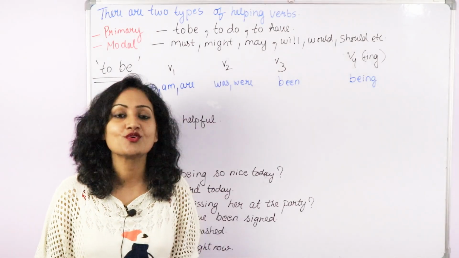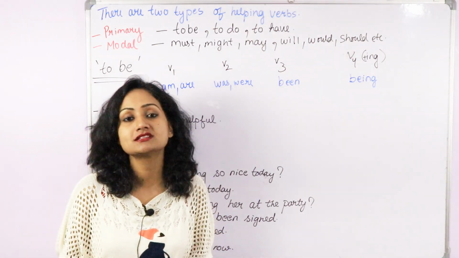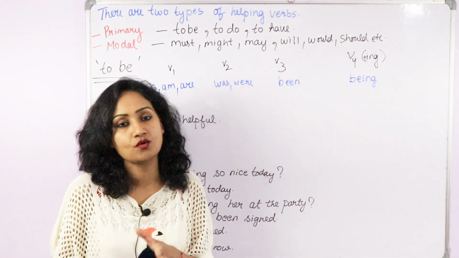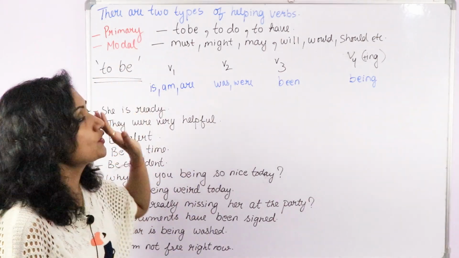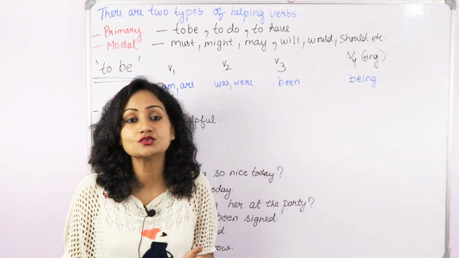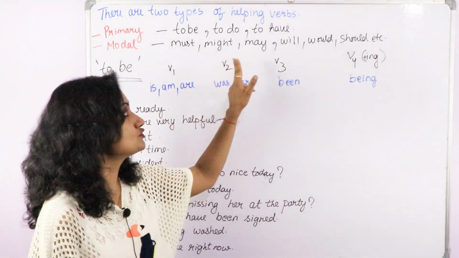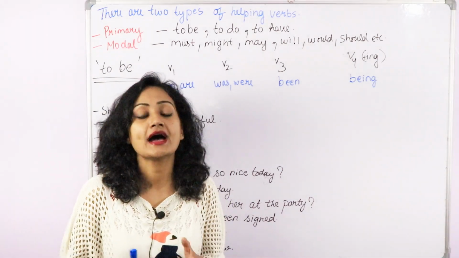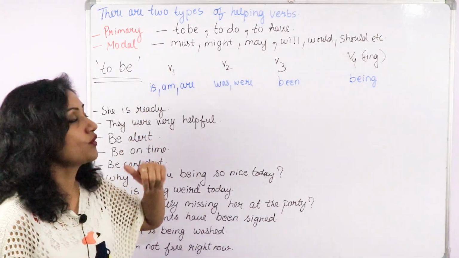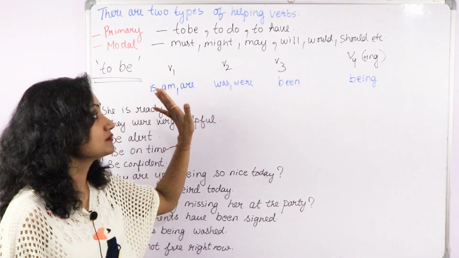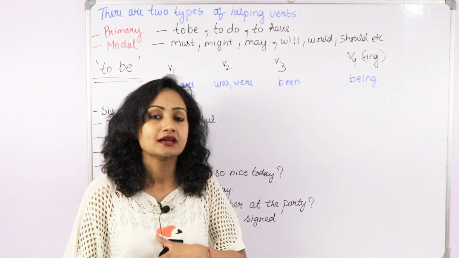There are two types of auxiliary verbs. One is primary auxiliary verbs and another one is modal auxiliary verbs. Let's go through them one by one. Primary auxiliary verbs are divided into three categories. First is to be verbs, second is to do verbs, and third is to have verbs. And modal auxiliary verbs are all the modal verbs like must, might, may, will, would, shall, should, etc.